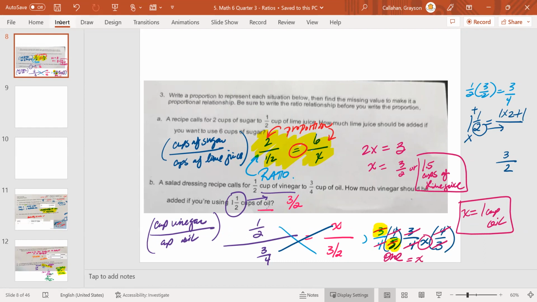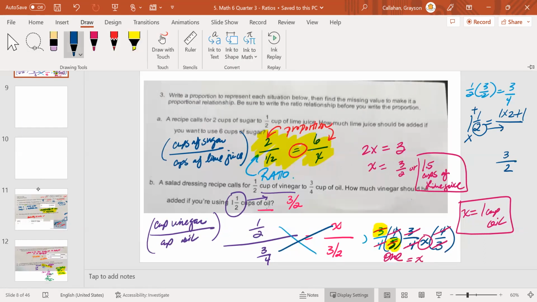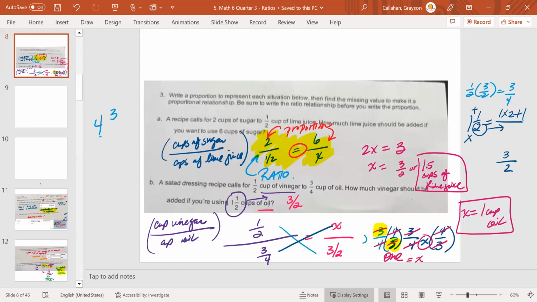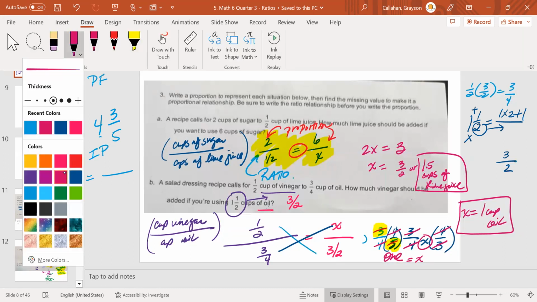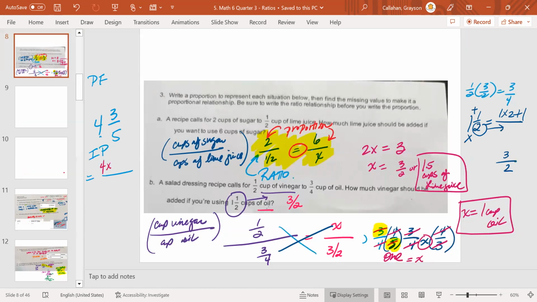Okay, for example, let's start over here. Do you remember you have 4 and 3/5? Like this, right? This is called a mixed number. If you want to change it to an improper fraction, the numerator is 4 times 5 plus 3, which is 4 times the denominator plus the numerator. Do you remember that?